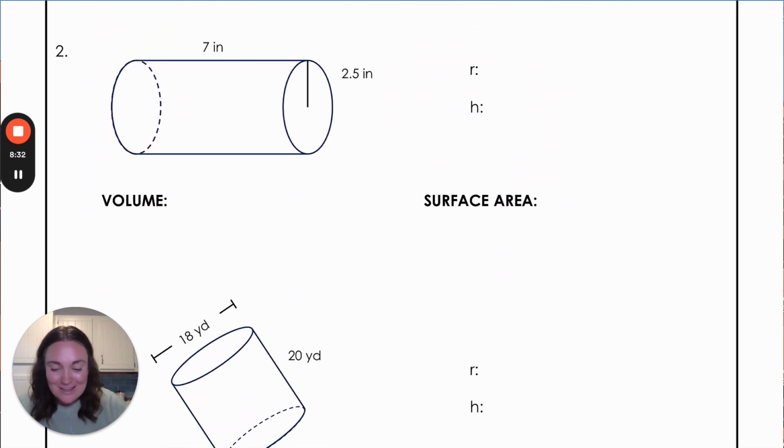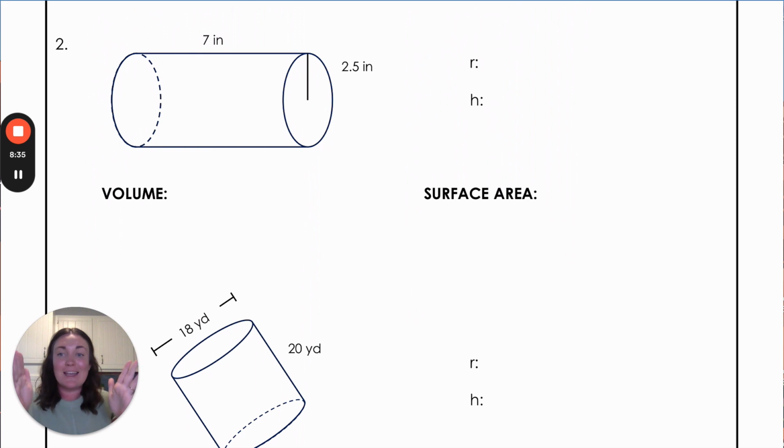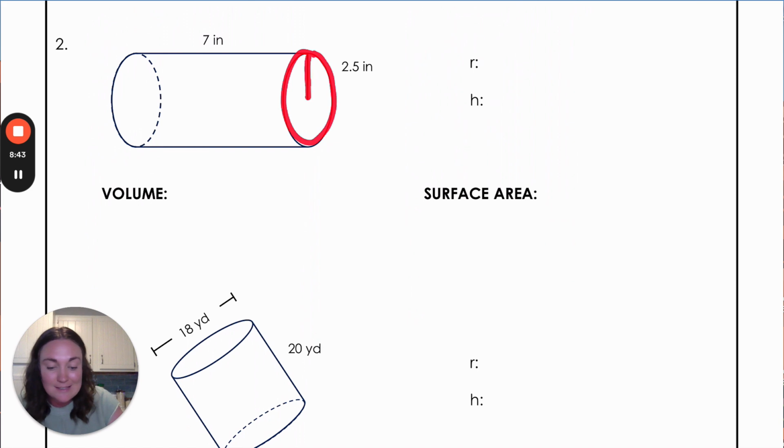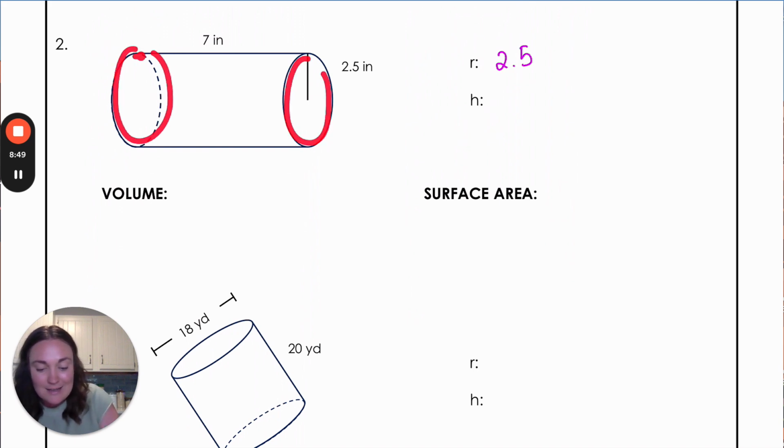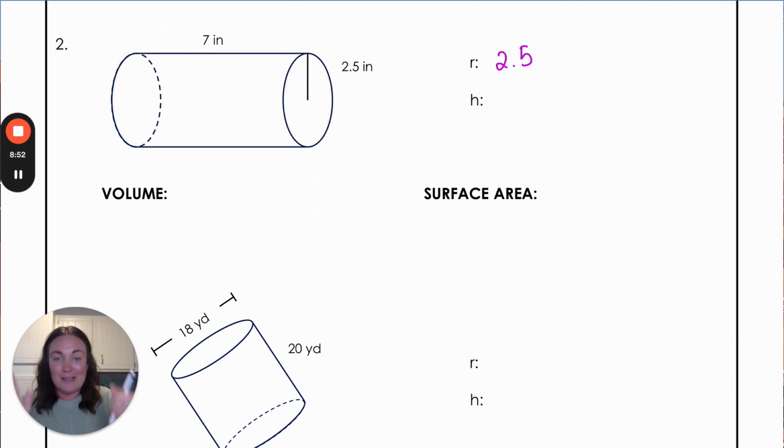Let's look at number 2 together. So this is what I was talking about. A lot of times they like to kind of twist them or turn them into different orientations. So we need to make sure we're always looking at the circle first for our radius, and this is halfway across, so this is going to be my radius of 2.5, and my height again is going to be that side connecting those two circular bases. So my height this time is going to be 7.